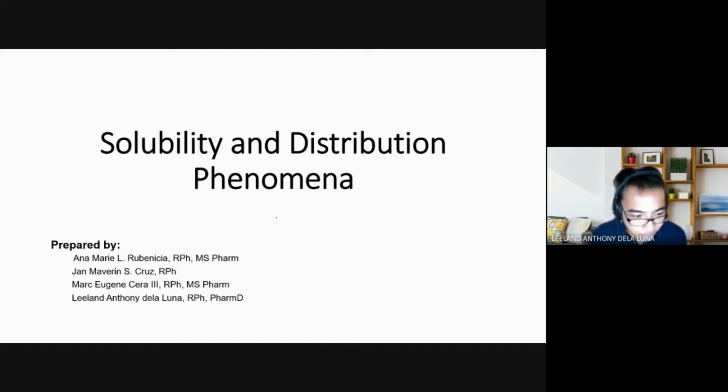Just look at a suspension, right? A suspension, class, if it's not shaken, you will see the layers. Isn't it ugly to look at? It has layers, so it is not pleasant to use. At the same time, the patient may be underdosed because our drug is not scattered throughout the solution or mixture. That's the reason why, class, most of our solutions, we want to be homogeneous as much as possible, or clear. With that, let's proceed to our topic for today.